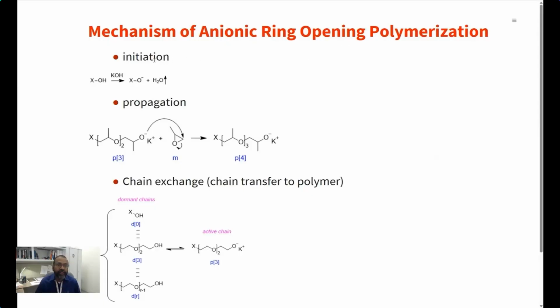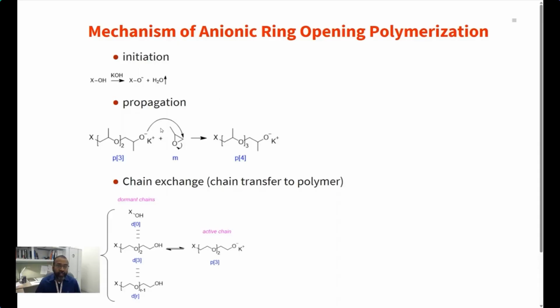In the initiation step, a catalyst like KOH is added to an alcohol or a polyalcohol to convert a fraction of these OH groups into the alkoxide group with removal of water. And this step is usually done in a separate reactor, and the product is stored. Therefore, in the models that I will show you in the next few slides, I will not discuss the kinetics of initiation.